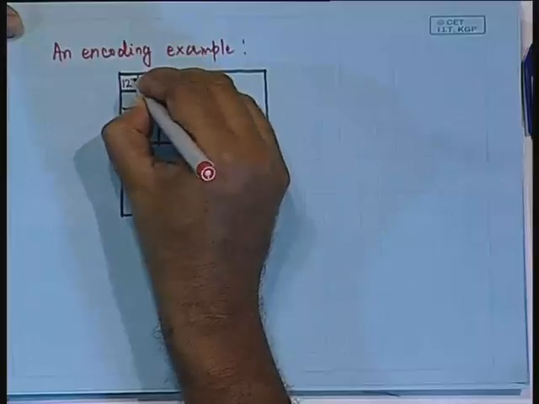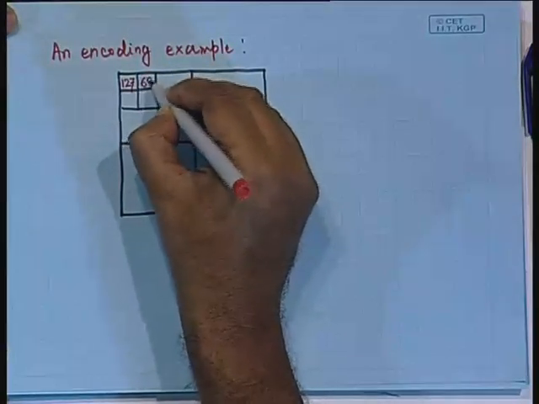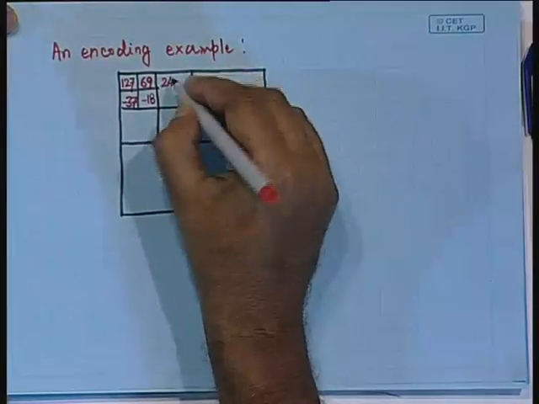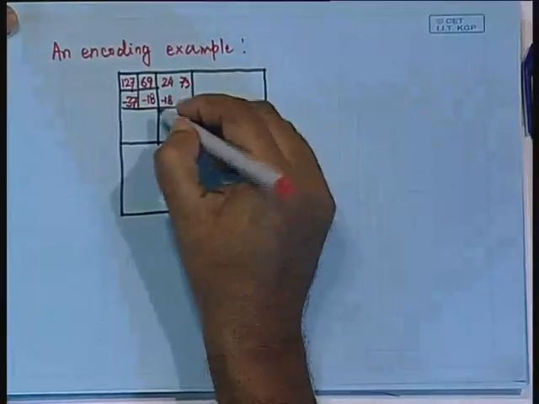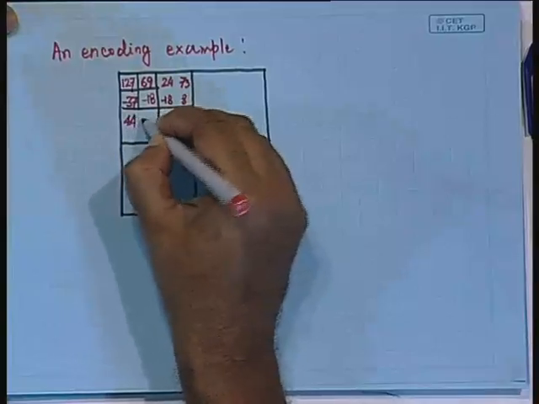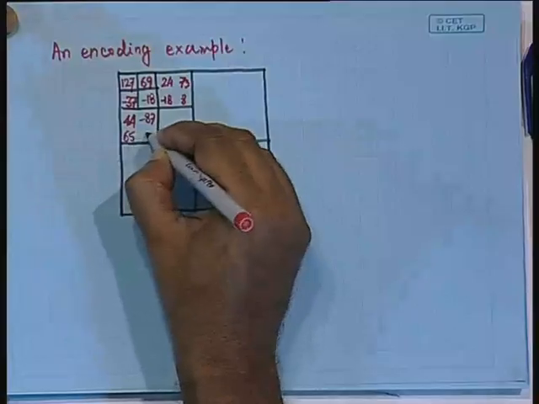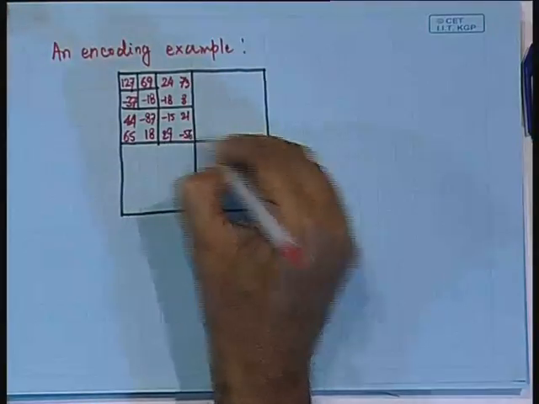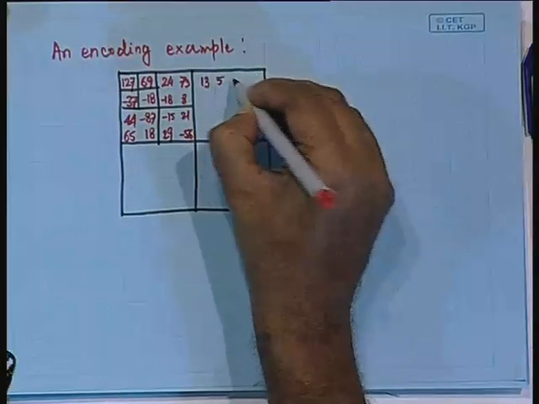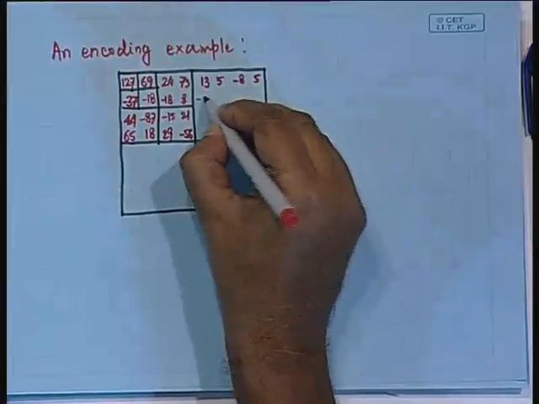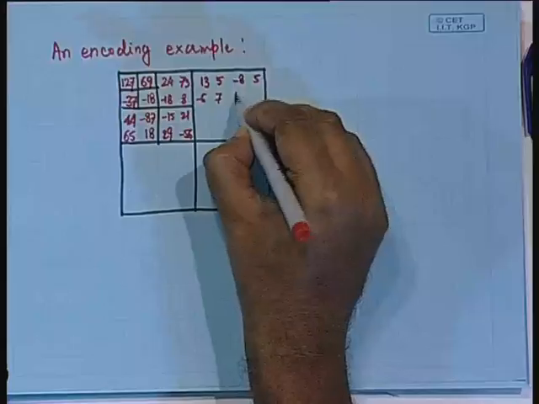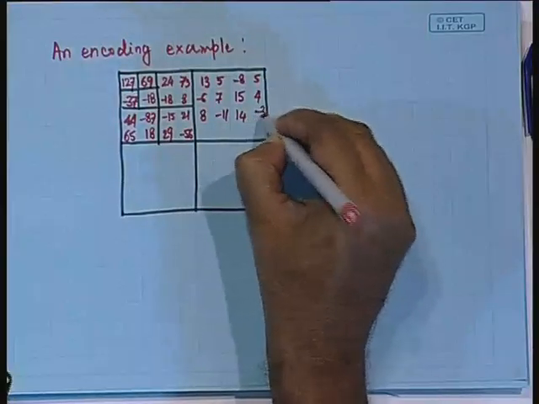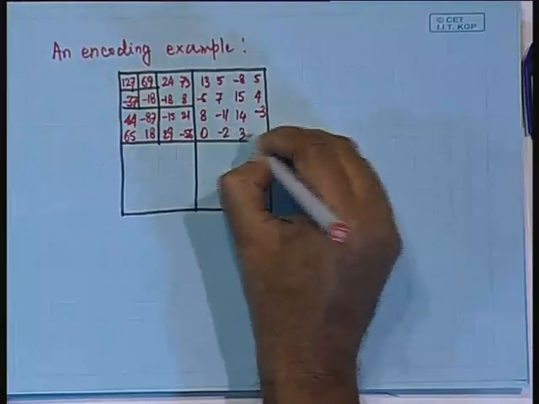And we have a value of 127 here. Here we have 69, here minus 37, here minus 18, 24, 73, minus 18, 8, 44, minus 87, 65, 18, minus 15, 21, 29, minus 56, 13, 5, minus 8, 5, minus 6, 7, 15, 4, 8, minus 11, 14, minus 3, 0, minus 2, 3, 7.